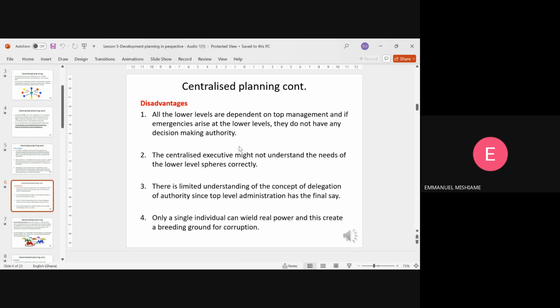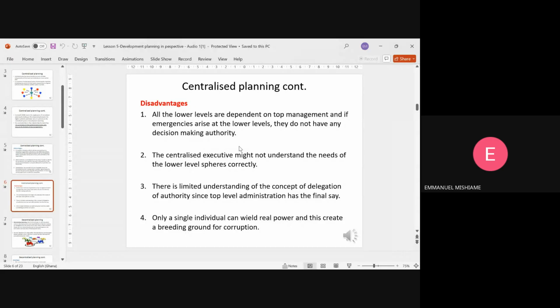Thirdly, there is limited understanding of the concept of delegation of authority, since top-level administration has the final say. Now, in administration or in governance, there's something we call delegation. Delegation essentially means that I give you some authority, some power, to do something. So, for instance, your headmaster may be having a meeting with the circuit supervisor or the GES officer for your district, and so he would delegate authority to your assistant headmaster or somebody to handle the school in his stead. That is essentially delegation, or even asking such a person to go and represent him at the meeting. That is also another form of delegation.